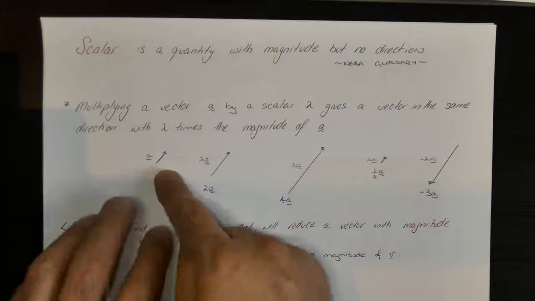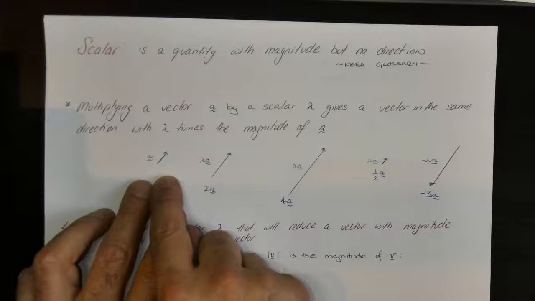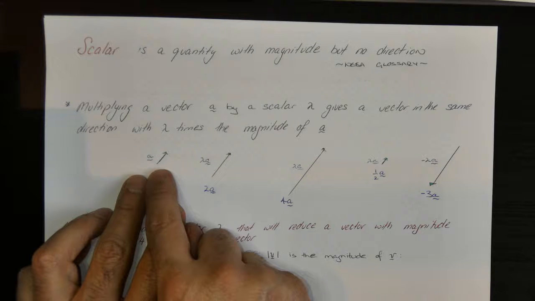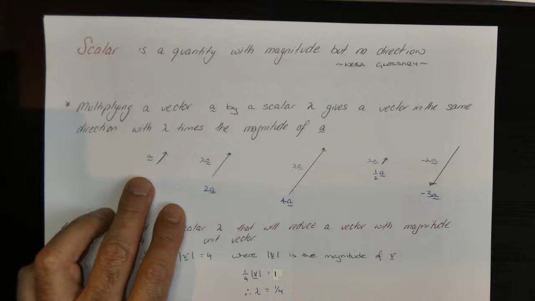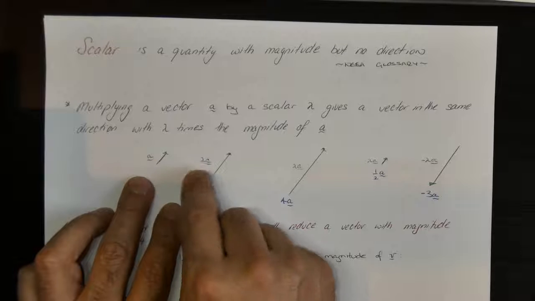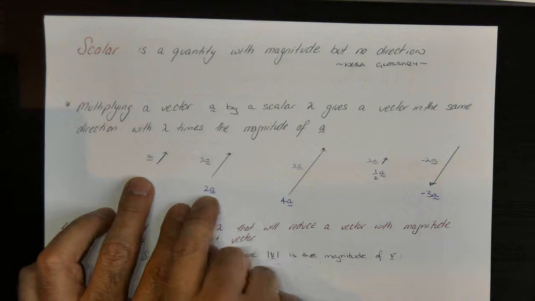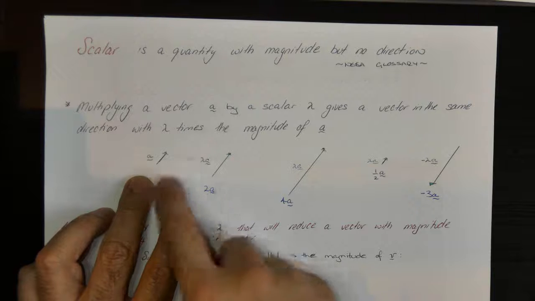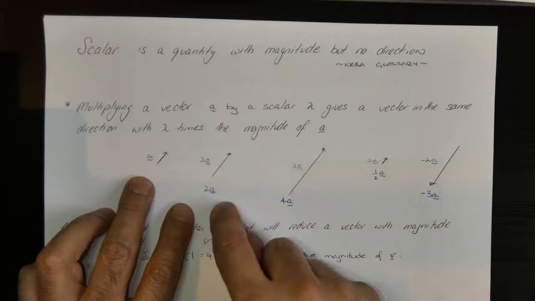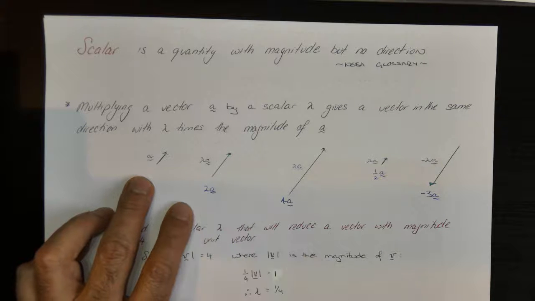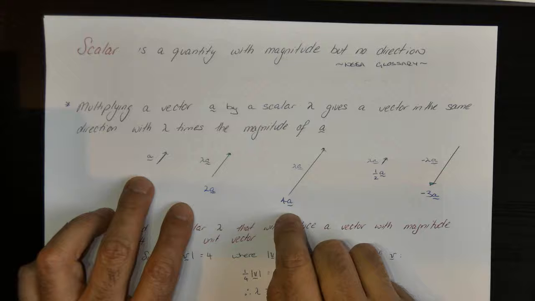So I've drawn A as the unit vector in the sense of it's 1 unit in length, and let's say it's going up 45 degrees to the east. Okay. Well, if I want to double it, I'm going to get lambda A, and it's actually 2A. All I'm doing is multiplying its length. The direction is still the same way, but it's now twice as long. So it's 2A. If I double that again, I get 4A.